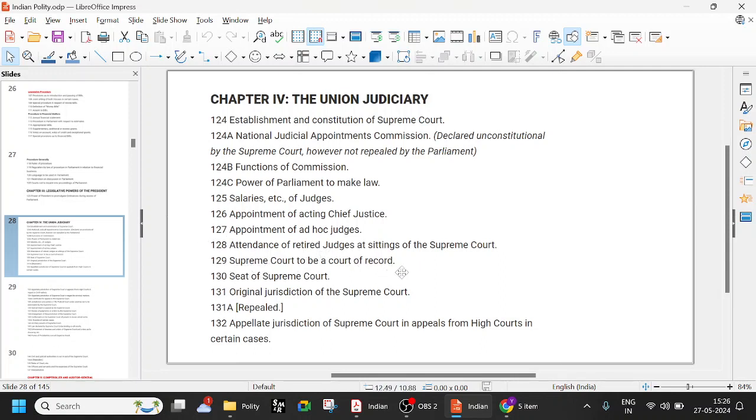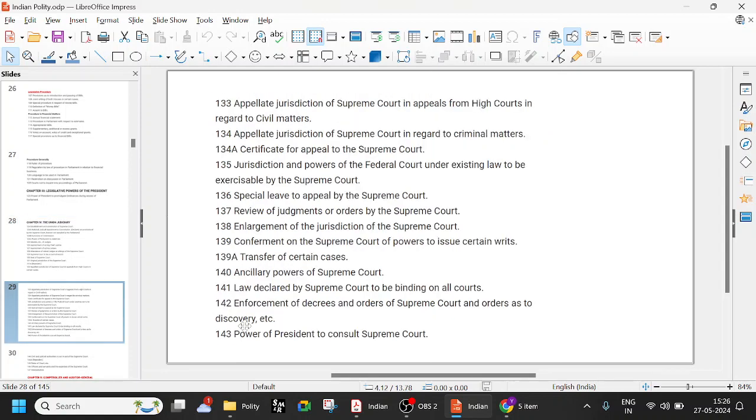That means whatever judgments are given by the Supreme Court can be quoted in other judgments or in the High Courts, etc. 130 is the seat of the Supreme Court, 131 original jurisdiction, 132 appellate jurisdiction, and 136 special leave to appeal is very important. 142 is enforcement of decrees, and 141 is law declared by the Supreme Court to be binding on all courts. So the Supreme Court is the unitary authority when it comes to the judiciary. That is 141, remember that. 142 is important. 143 is very important, the advisory jurisdiction of the Supreme Court.